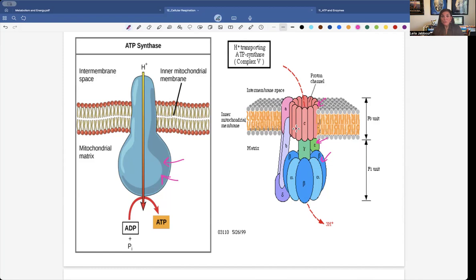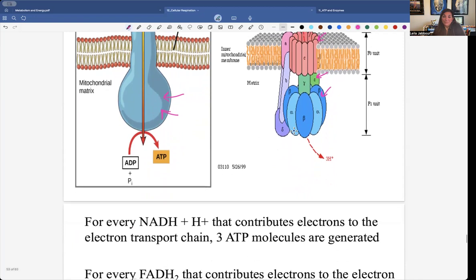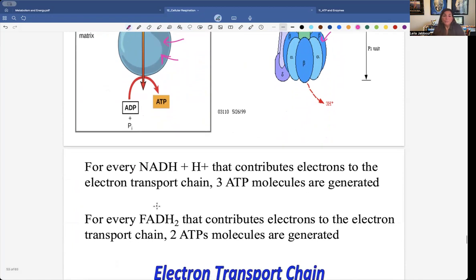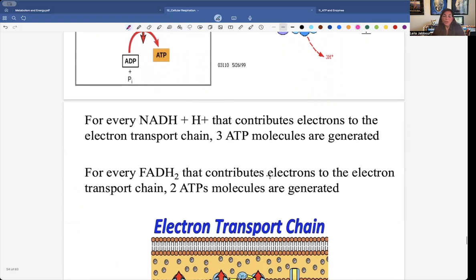So certain things we do know how they're structured because they were studied and discoveries were made, and the information was known afterwards. So for every NADH that contributes electrons to the electron transport chain, 3 ATP molecules are generated. For every FADH2 that contributes electrons to the electron transport chain, 2 ATP molecules are generated.